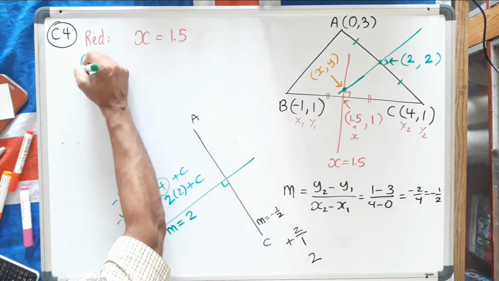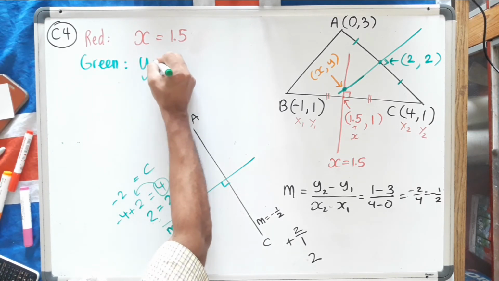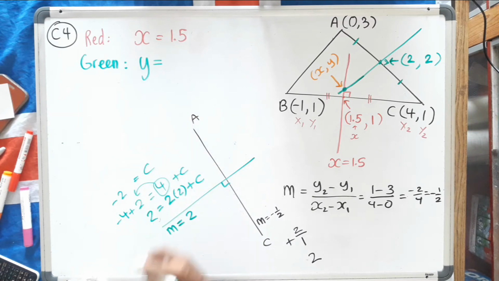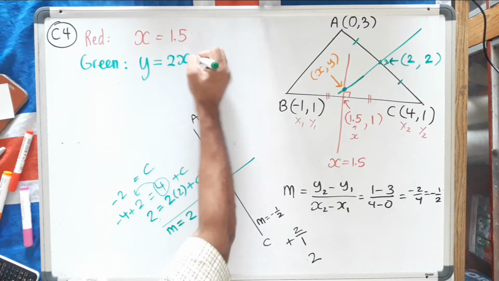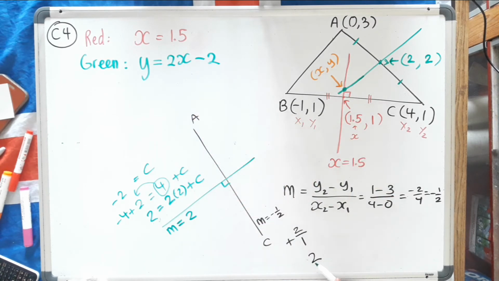So that means the equation of the green line is y is equal to 2x minus 2. Because remember, the gradient was 2. We got it here. And when we solve for c, we got minus 2. So I hope you got those two answers when you were trying to solve it, or when I asked you to pause the video and get the equation of the two lines.